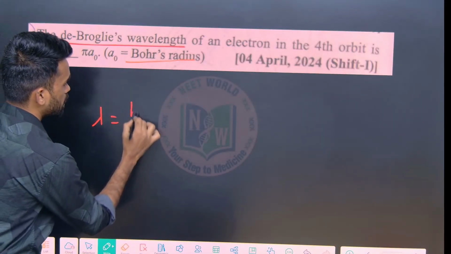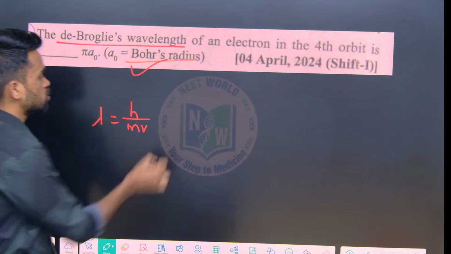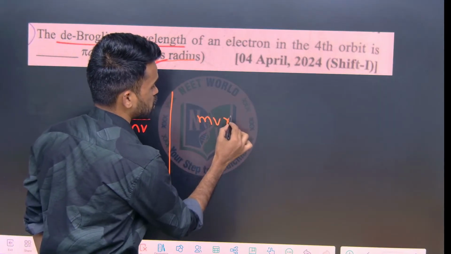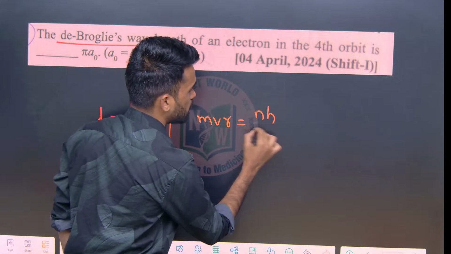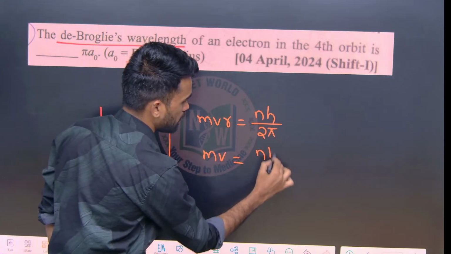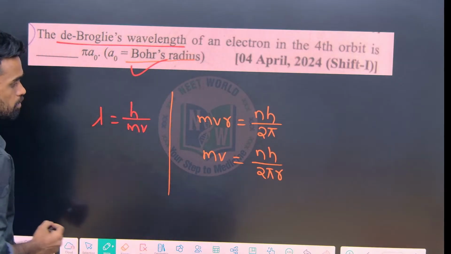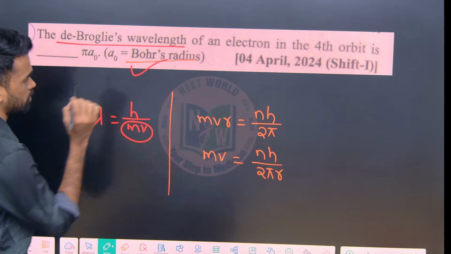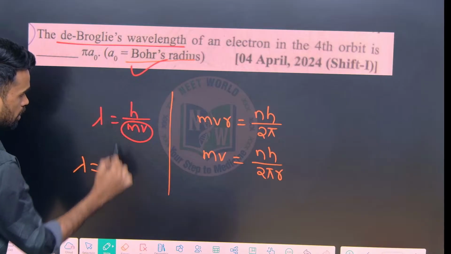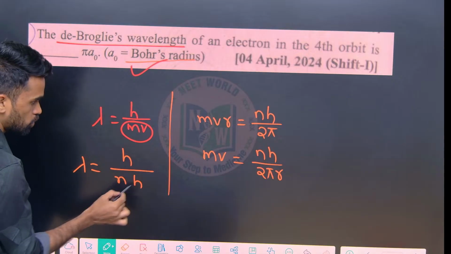Lambda equals h by mv. Now here they are connecting it to Bohr's atomic model. So how can we make it? We have the quantization condition, mvr equals nh by 2 pi, right? From this I can write mv equals nh by 2 pi r. Wherever I have this mv, I can place this. So lambda equals h by mv, that is h divided by nh by 2 pi r.